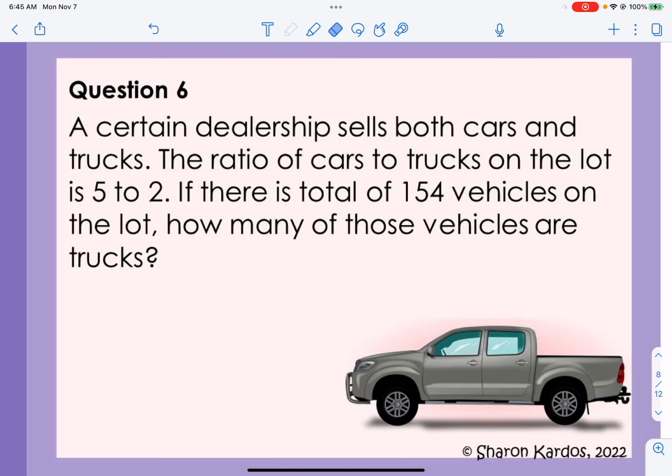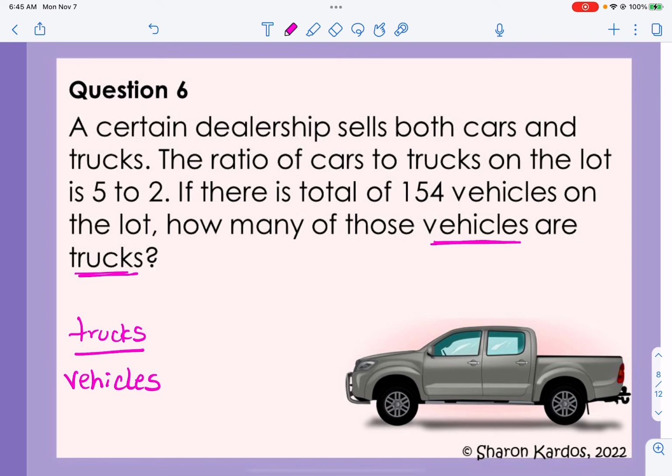Now, I told you guys in class, I always like to look for the words in the question, because that's going to help me decide what labels I want on my problem. So I know we're talking about vehicles and trucks. And remember, a vehicle could be a car or a truck. So I want to know how many of the vehicles are trucks. So I'm going to make that one label. And you could put total vehicles, but I'm just going to write vehicles because of space.